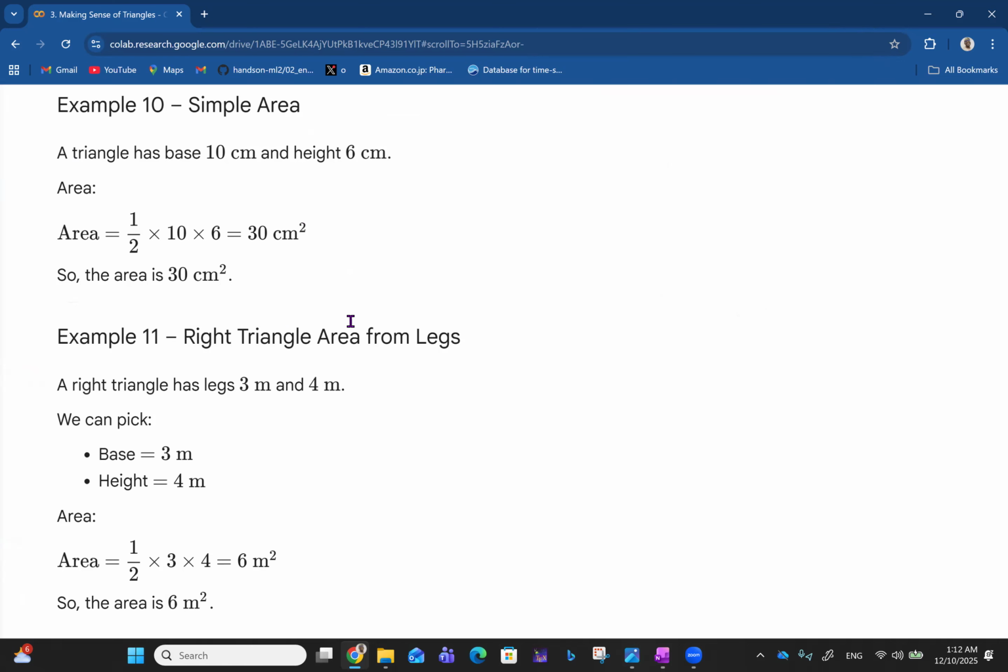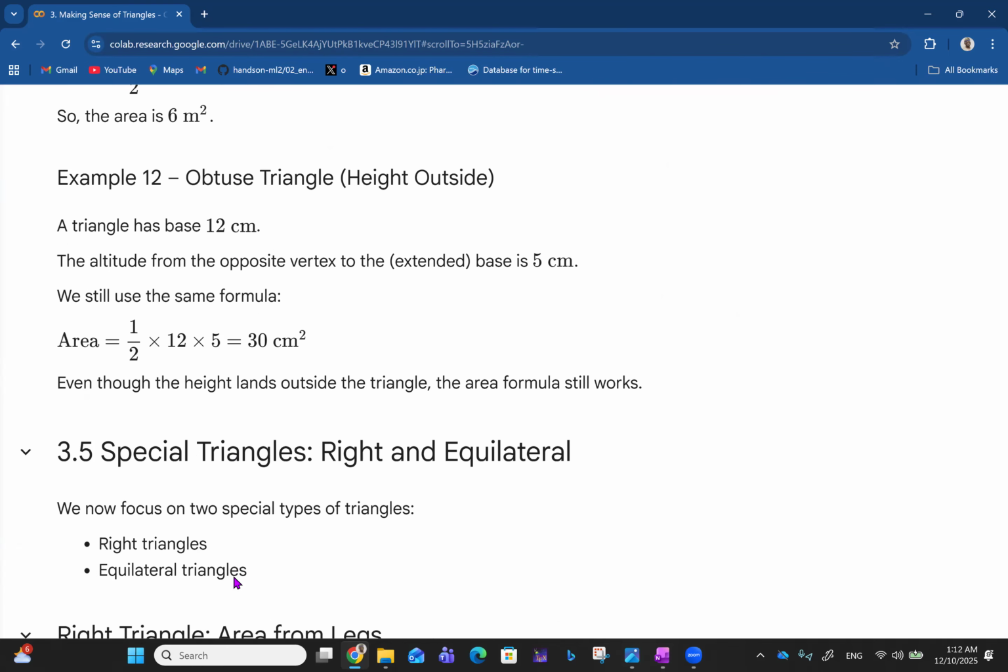Example 11, you have a right angle, area from legs. A right angle triangle has legs of 3 meters and 4 meters, so those are the adjacent sides. We can pick base to be 3 and height to be 4. You can switch it anyhow you do it. You have half times 3 times 4, or half times 4 times 3, whatever you pick as base or height. So at the end of the day, you have 6 meters squared as your area.